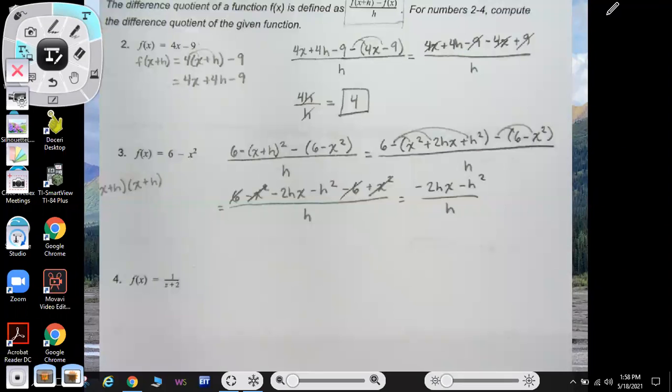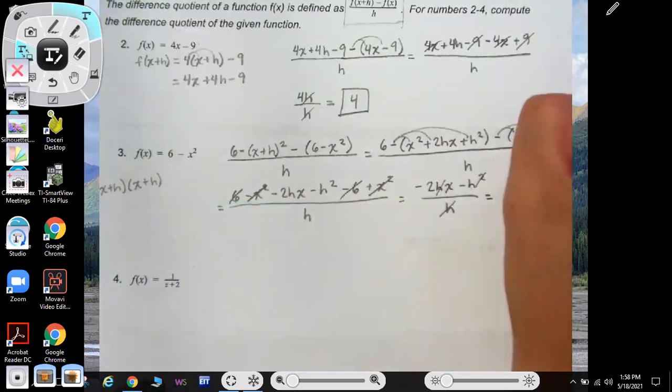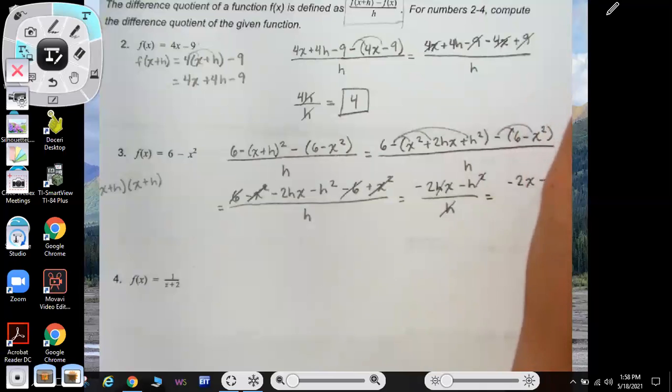Okay, there's a couple different ways you could go from here. Because every term in the numerator has an h, when we divide by h, it just cancels out one of those h's. It cancels out the h here, and it cancels out one of the 2 h's in the h squared with the h in the denominator. So that leaves us with negative 2x minus h.